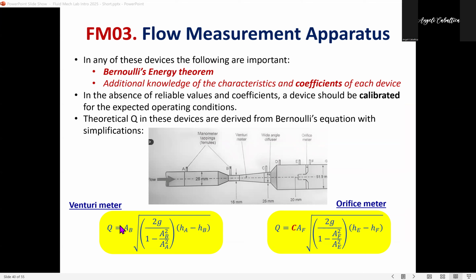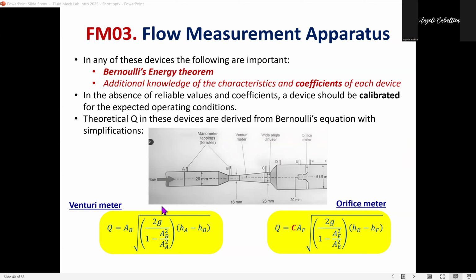So for example, for the Venturi meter, this is the equation here. Let me just explain a little bit about this one. AB here is just the cross-sectional area of this one. All these dimensions are given, actually. You can find them in the manual, but you can also find them on the device itself in the lab. They are marked there. So you need those values. Please take note of them. You need them in your computations.